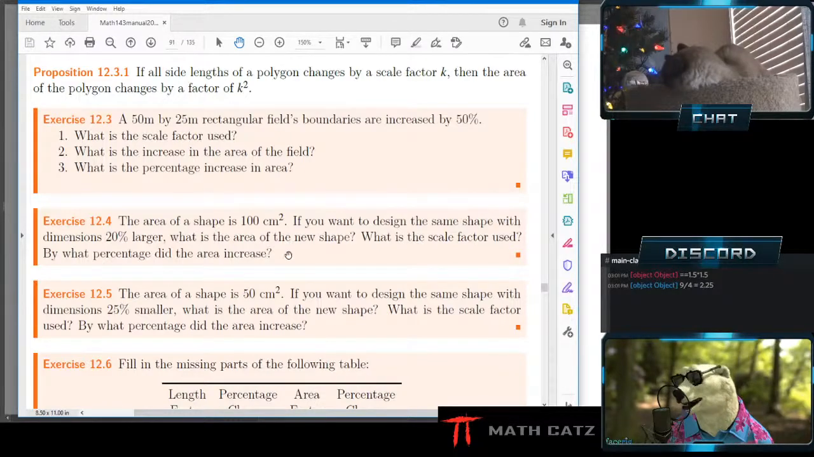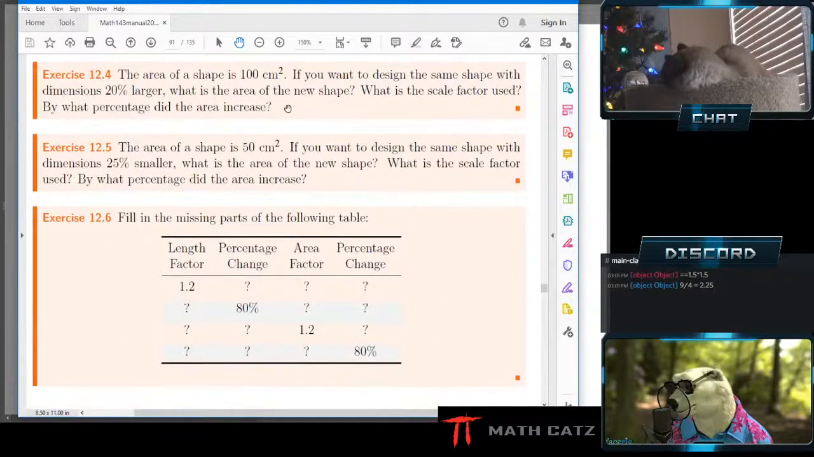Let's look at exercise 12.4. The area of a shape is 100 square centimeters. Area. If you want to design the same shape with dimensions 20% larger, what is the new area? What is the scale factor? All kinds of questions. Let's answer everything we can. So we have an area originally 100 square centimeters. We want to change the dimensions and make them 20% larger.